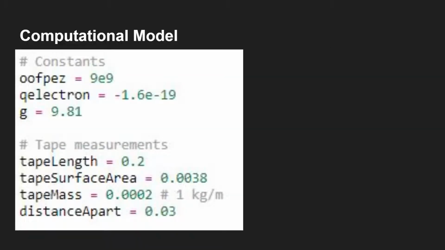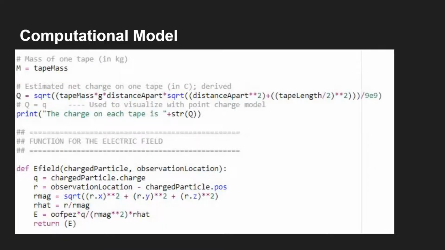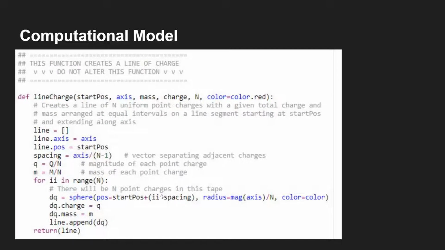Now, getting into the computational model, these are just constants and measurements taken from Lab 1 and known quantities. Then right here at Q, we take that equation from before and put it into code, estimating the net charge on one tape. Then we have a function for the electric field.